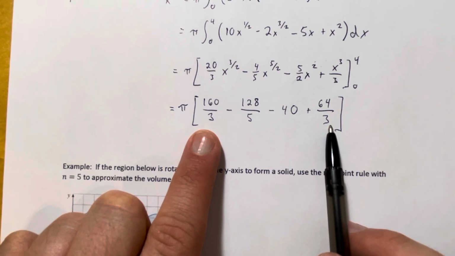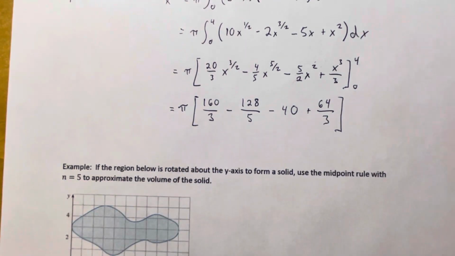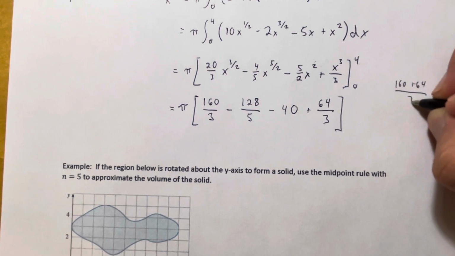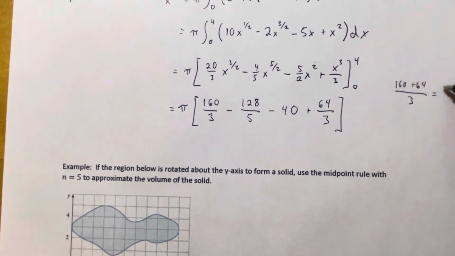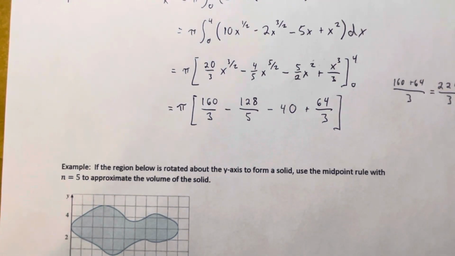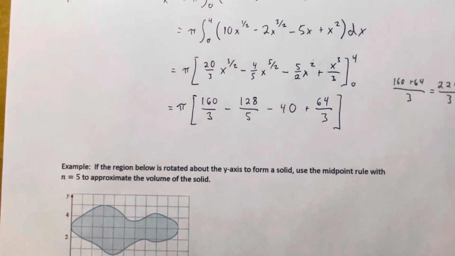So if I did 160 plus 64, what is that? That's going to give me, let's do that off to the side, 160 plus 64 thirds is equal to 224 thirds. Is that right? Yeah, 224 thirds. And then I would need a common denominator here. So that means I would be multiplying this by 5.